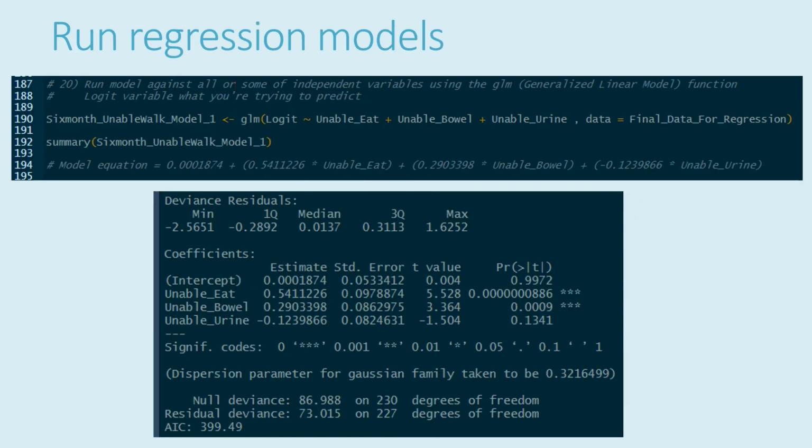Finally, we're able to run our regression models. In all of our models, the variable that we're trying to predict is logit. So logit will always be on the left side of the tilde. This is an example of a regression model run against the unable to eat, unable to bowel, and unable to urine independent variables. The summary function gives you the output from your regression model.